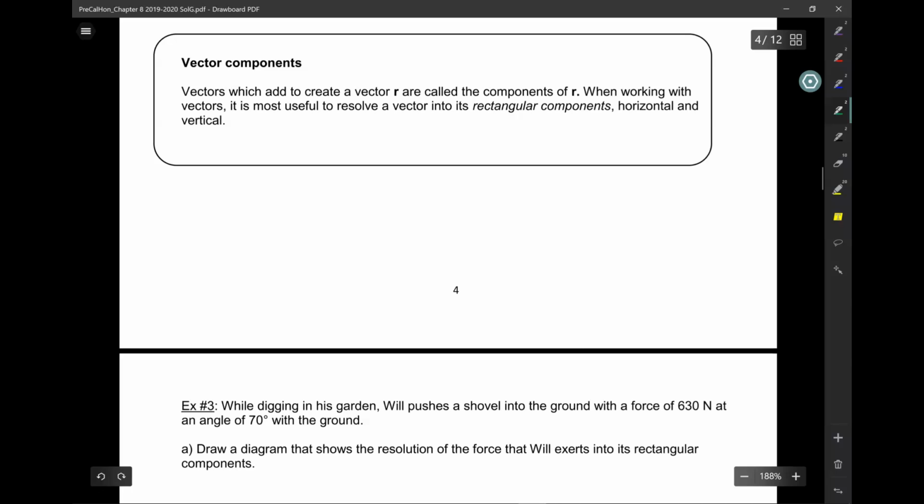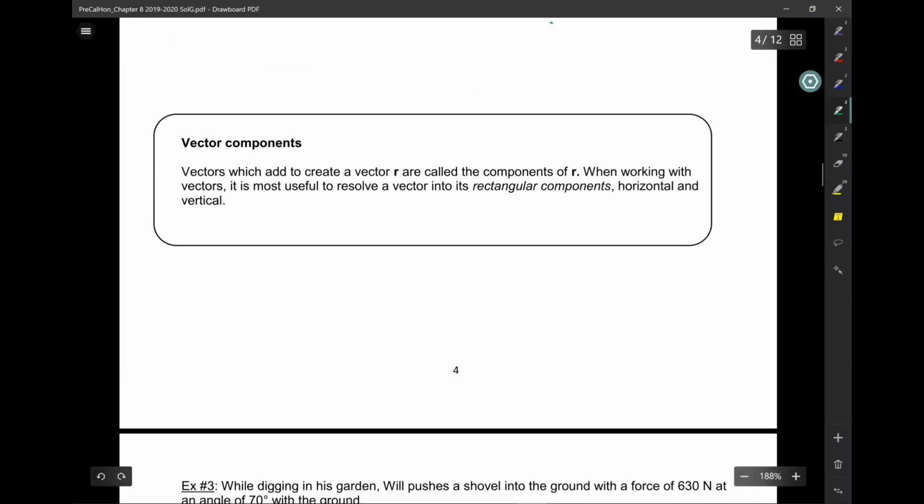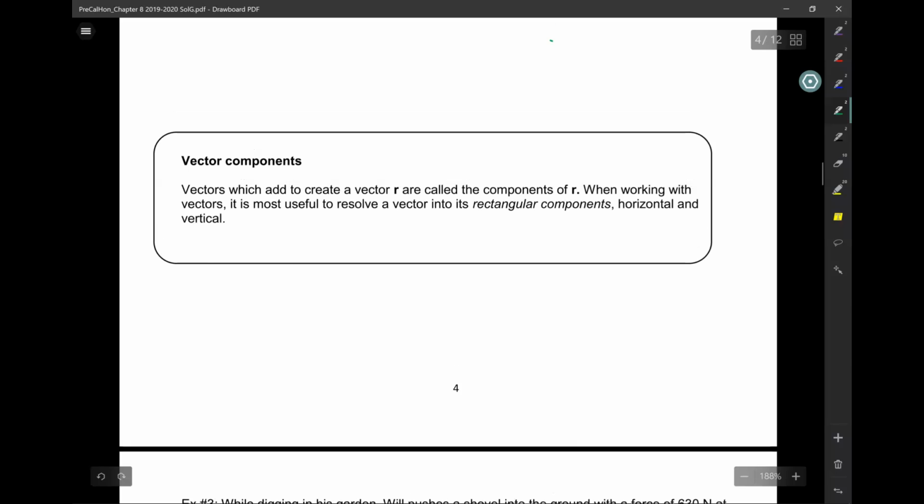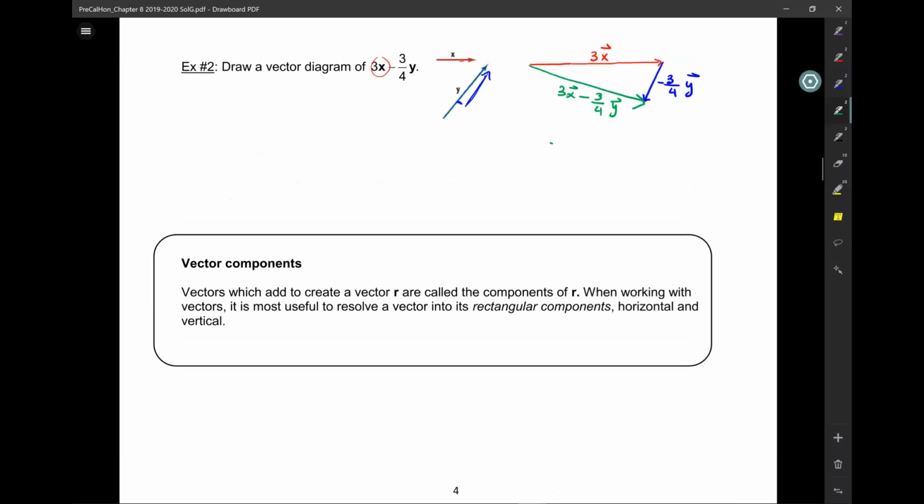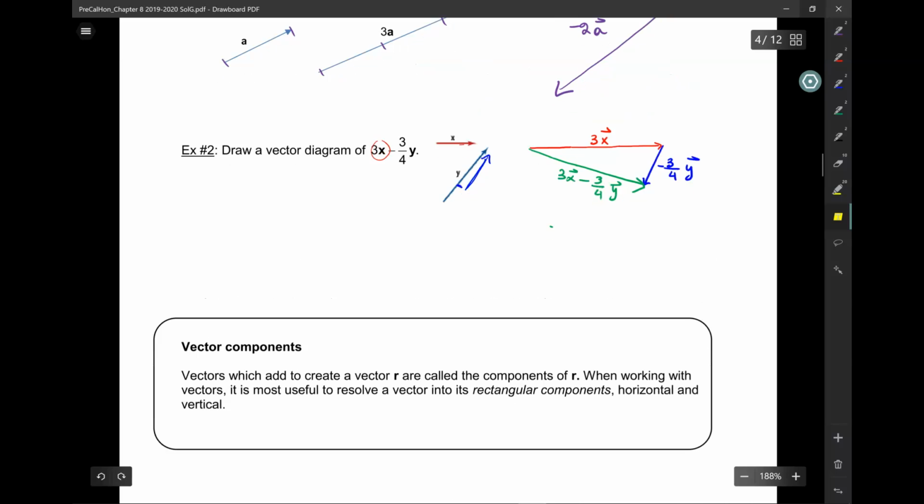Okay. Now, vector components. Vectors which add to create R are called the components of R. So here I have my green vector. Where did it come from? It was created out of the addition of the red and the blue. So the red and the blue are components of the green vector R.